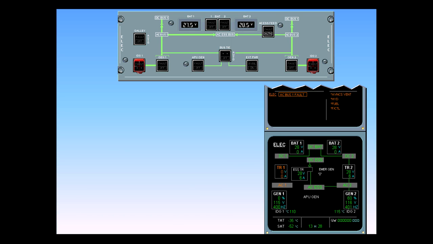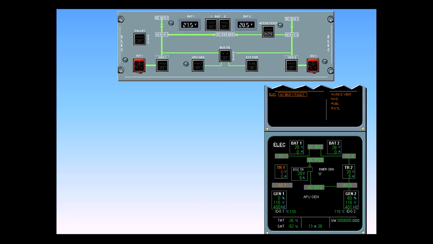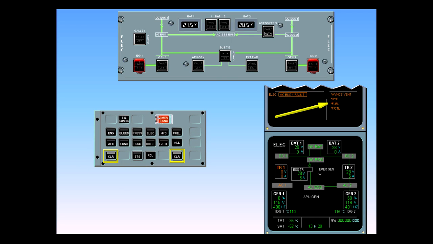The only bus which remains unpowered is AC Bus 1. Listed on the right side of the EWD in the memo area are those systems affected by the loss of AC bus number 1. At this point, you will clear the electric page. Clear electric.